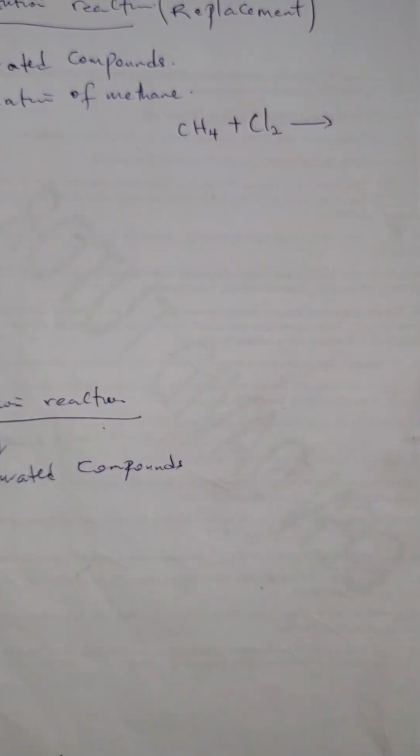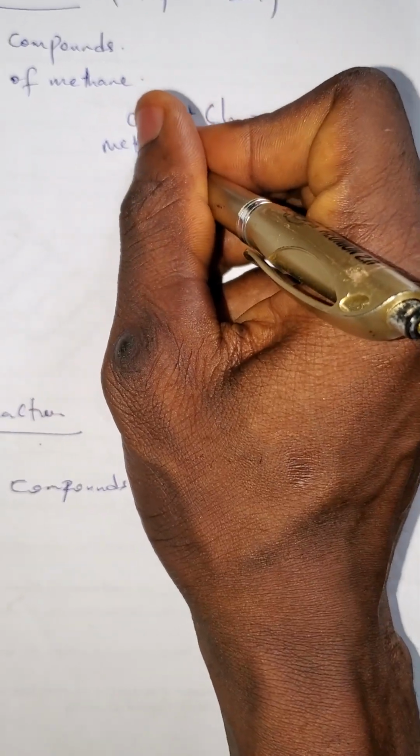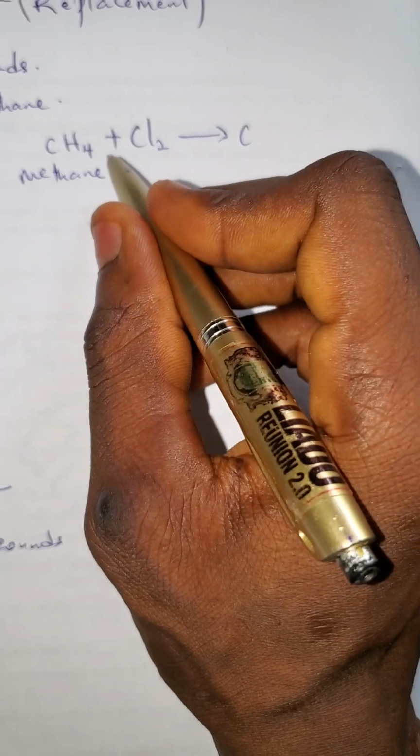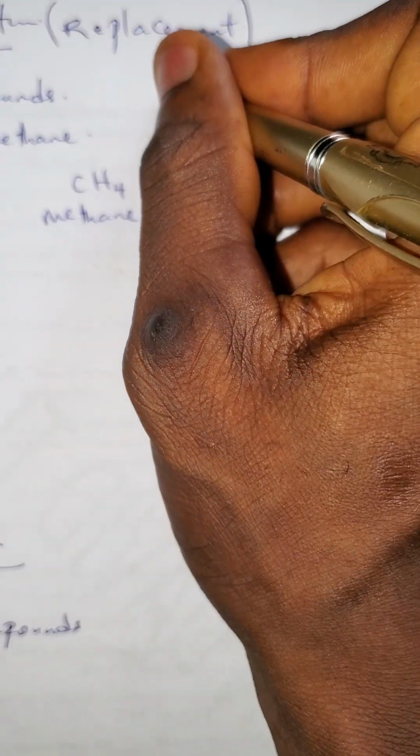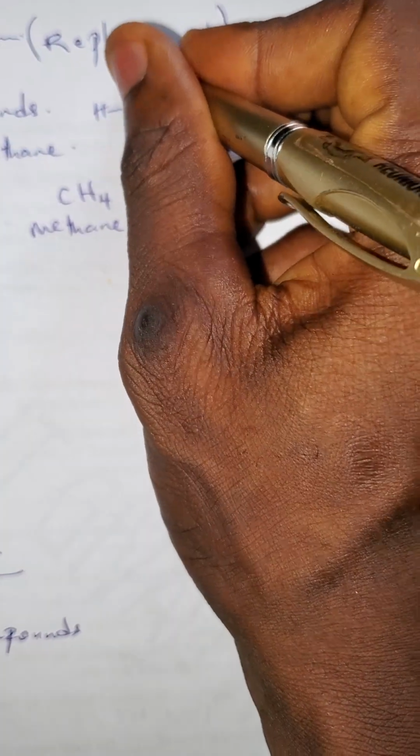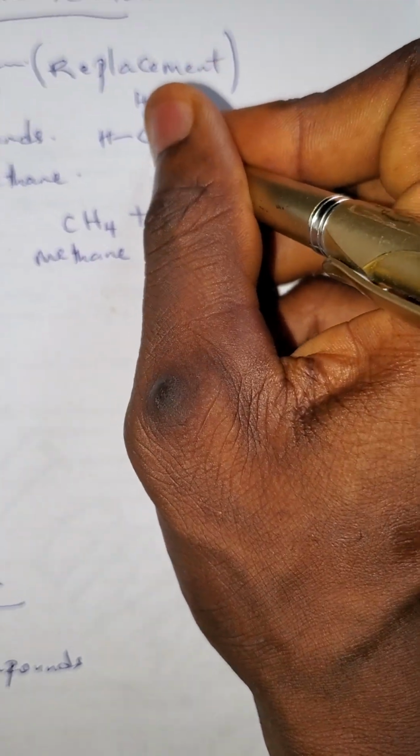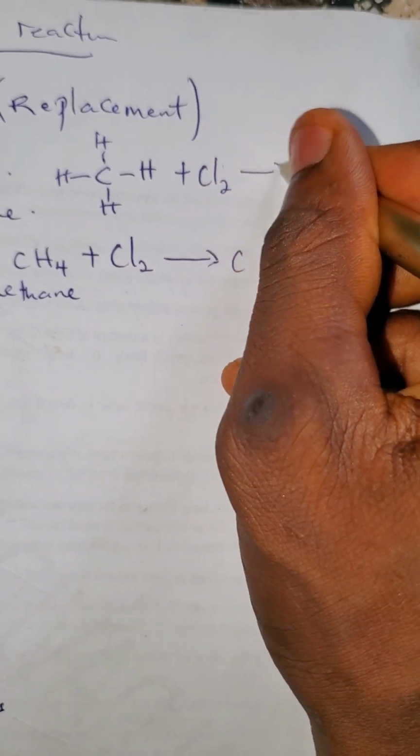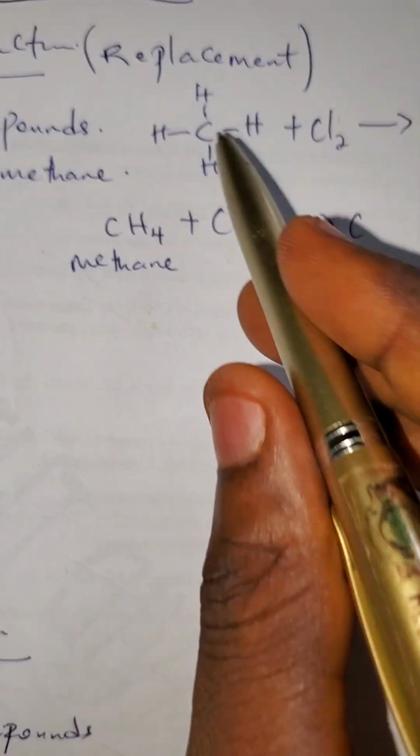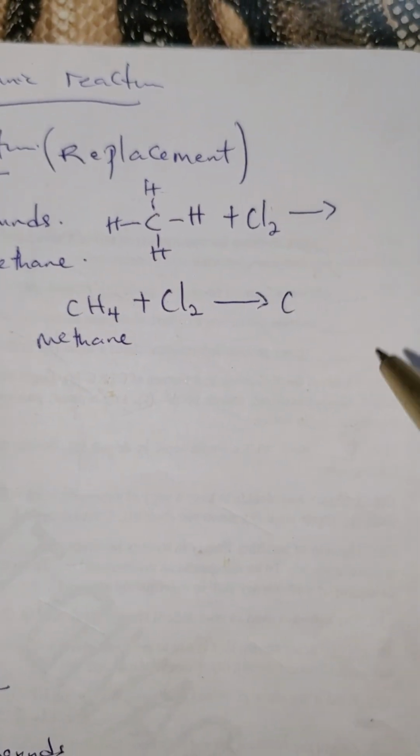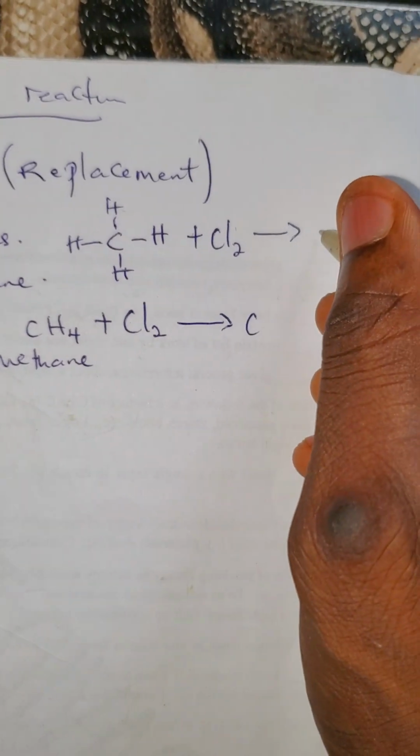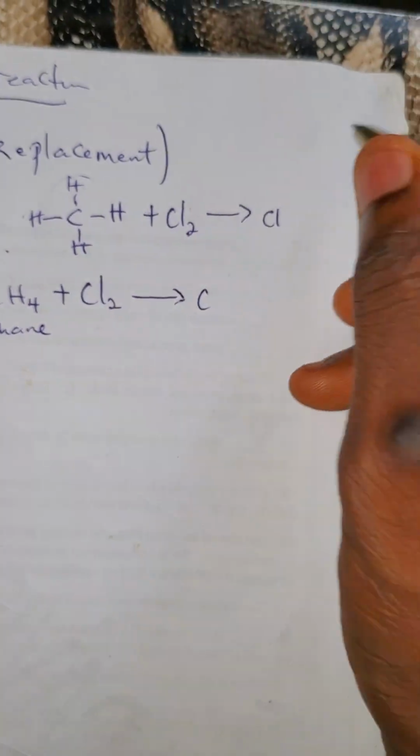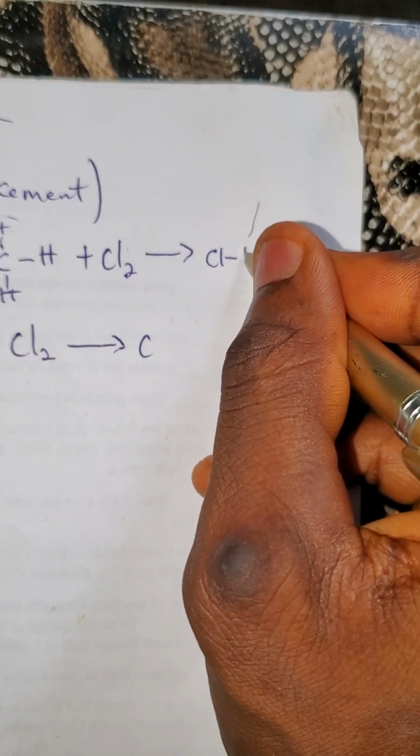Now this is chlorine. Now this is a methane. If you add chlorine to this, it will give you, now this one has 4 hydrogen. If you check this very well, this space is already filled. So one thing that will now happen is that one of these hydrogens will be substituted for one of the chlorine. Now we have something like this.